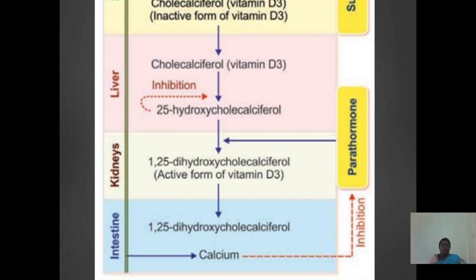So this is cholecalciferol, vitamin D, which is the inactive form of vitamin D. Through sunlight, through the skin, it is converted into vitamin D, that is cholecalciferol. Then in the liver, it is converted into 25-hydroxycholecalciferol. In the kidneys, with the help of the parathormone, it is converted to 1,25-dihydroxycholecalciferol, that is the active form of vitamin D. And also in the intestine, 1,25-dihydroxycholecalciferol helps in the absorption of calcium from the gastrointestinal tract.